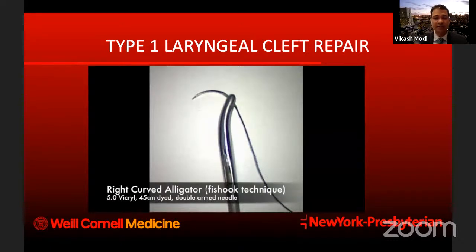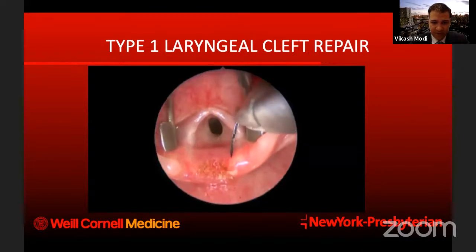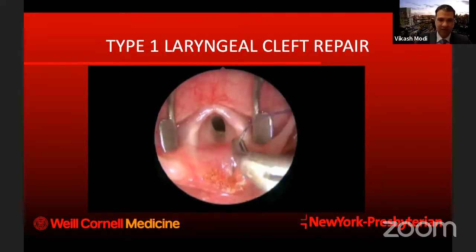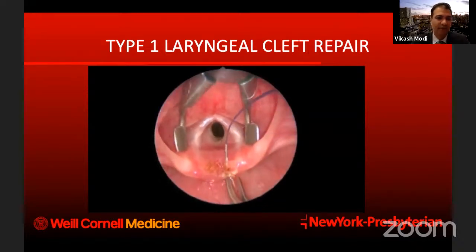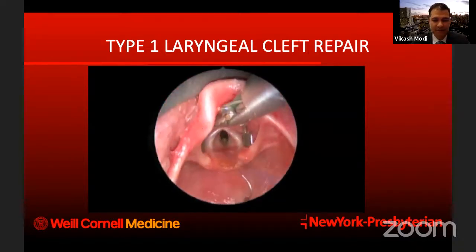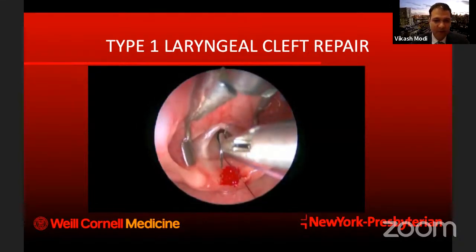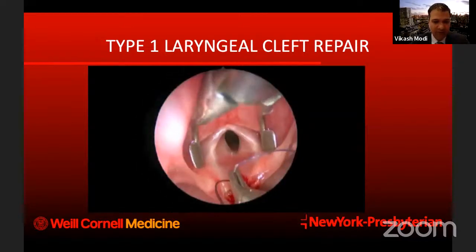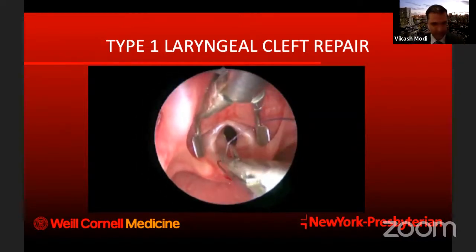So I'll use a double-armed 45 centimeter suture on a taper needle. And the nice thing about doing a double-armed needle is you can put one needle through one side, and you can put the other needle through the other side. And this way you're not posteriorly. You need a 45 centimeter suture so you have enough length to suture outside and then push it in.